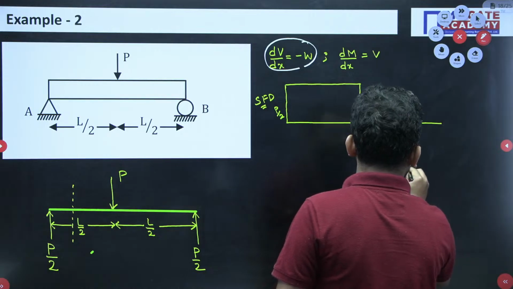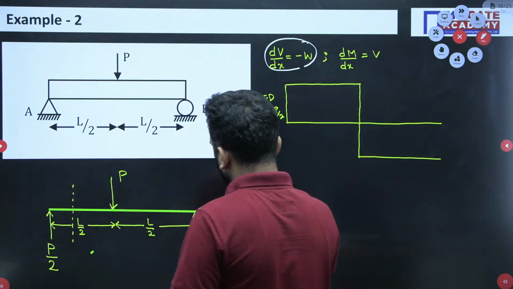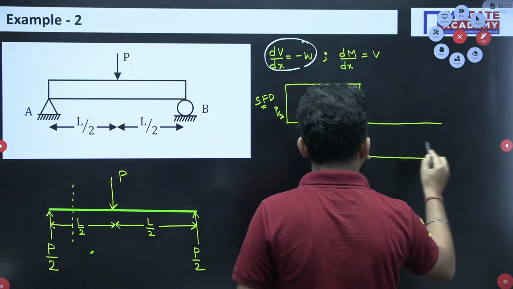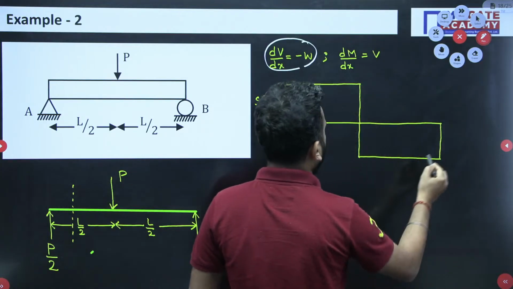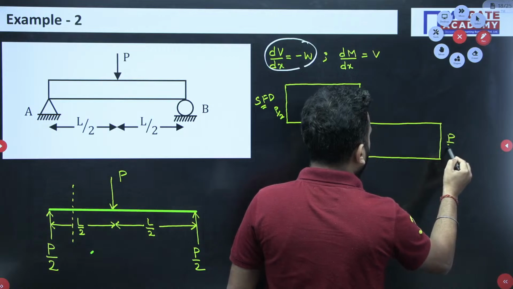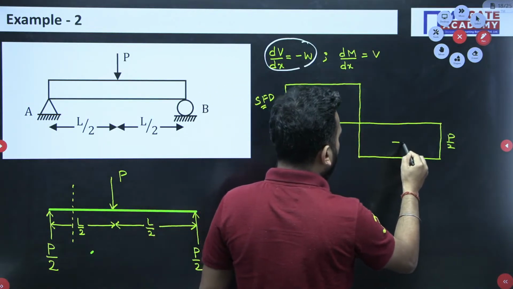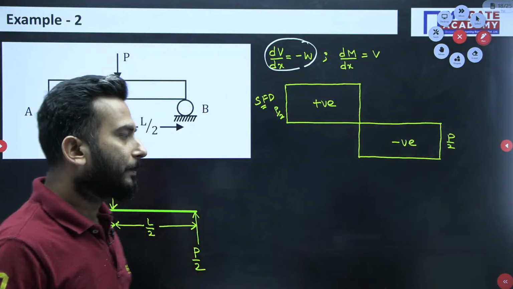I am moving, and finally over here when you reach the end, one distributed load, one point load comes which is acting in the upward direction. So you simply pull it by P by 2 distance. So this is the positive shear that we are getting, and this is the negative shear that we are getting, and the significance I have already discussed yesterday.